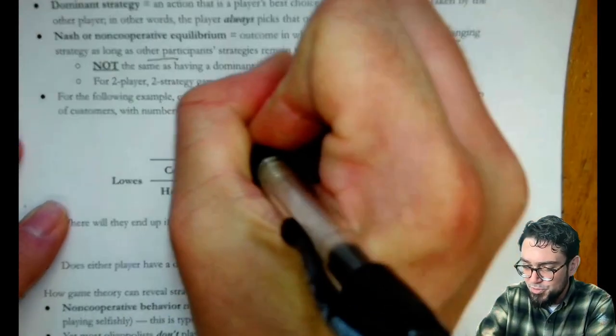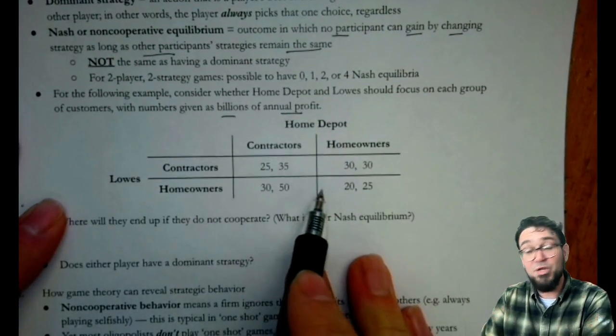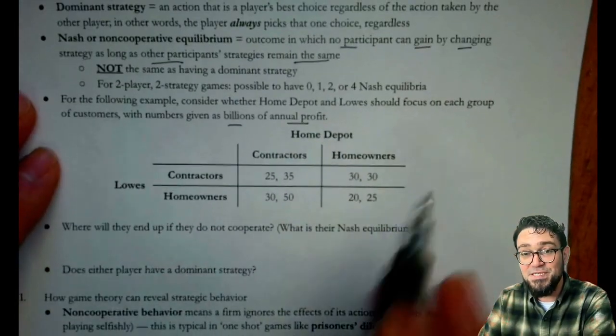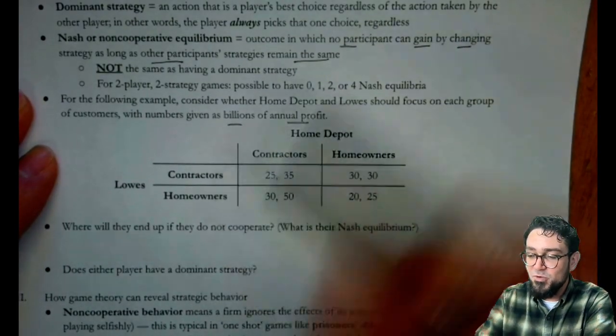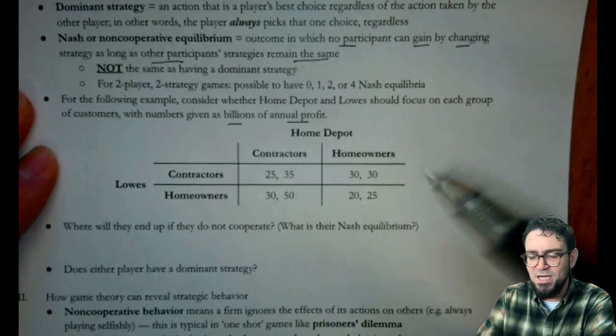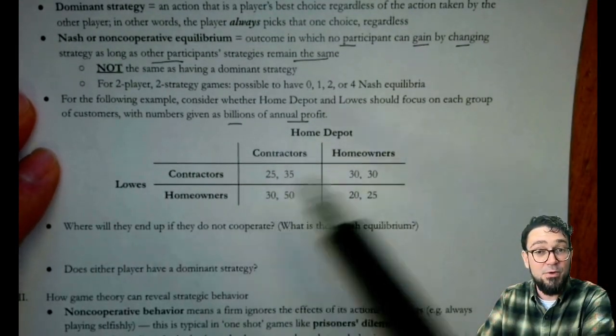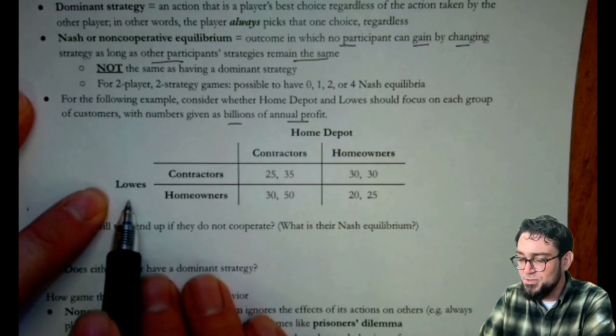And these are billions of profit. So in this one, bigger numbers are better, right? First thing to identify with these is whether bigger is better or smaller is better. Prison years is obviously smaller is better, but with profit, we want more. So let's play as Lowe's for a second here.